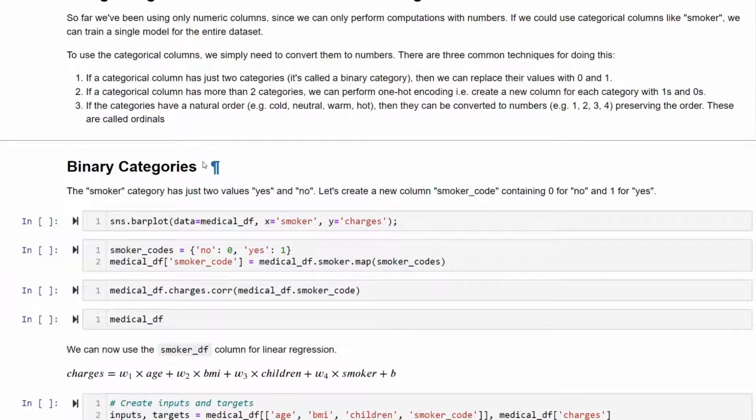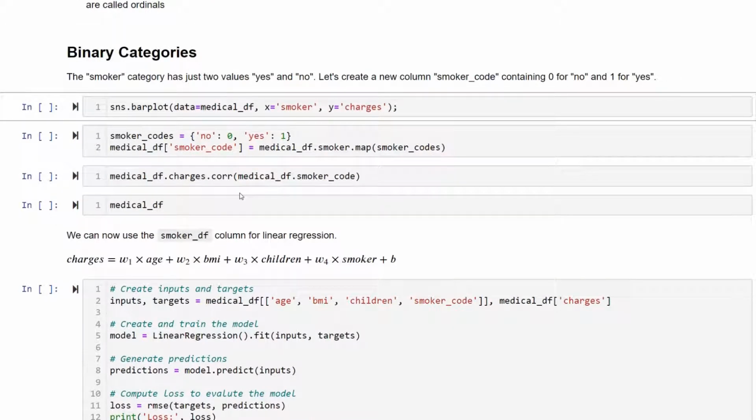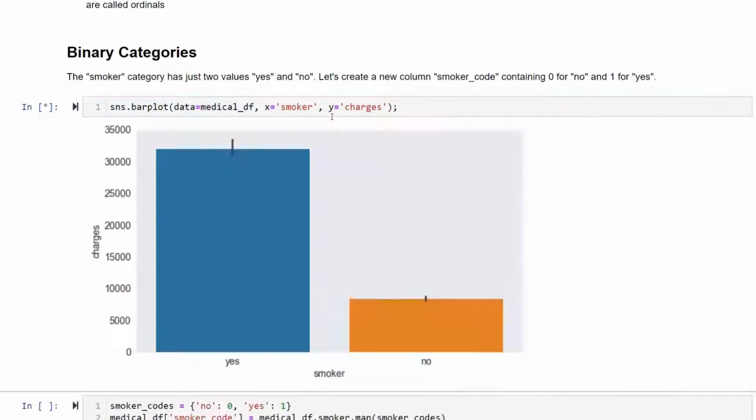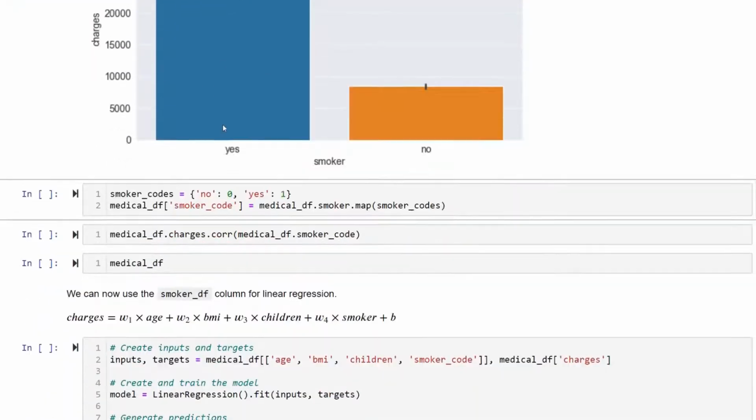So let us see an example of binary categories. The smoker column has just two values, yes and no. Let's create a new column, smoker code, containing 0 and 1. 0 represents no and 1 represents yes. So I'm going to give sns.barplot of the medical data DF with x equal to smoker and y equal to charges. Let's see the percentage. There are about 30,000 plus for the smoker, and for the non-smoker it is as low as 8,000.